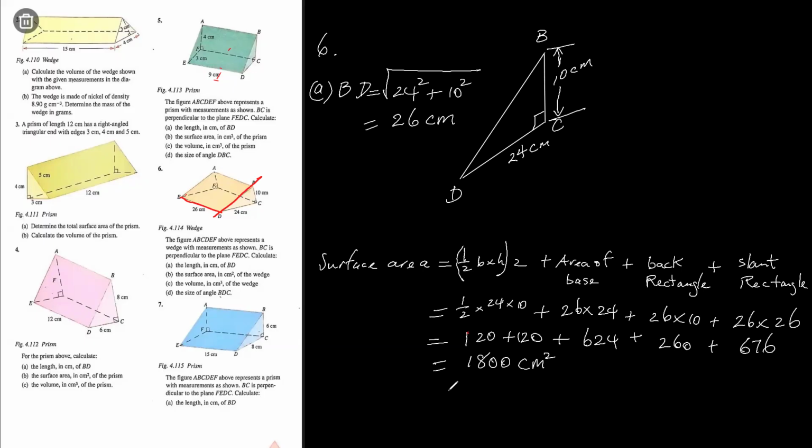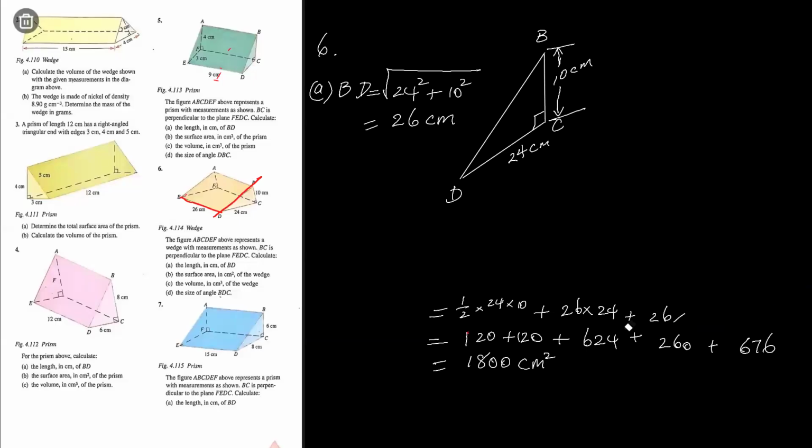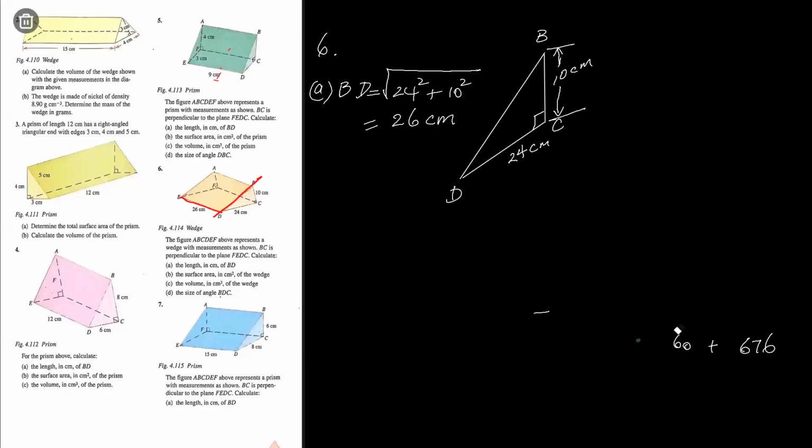Anybody lost? All right. So now the next part says calculate the volume of the wedge. Go ahead. Anybody remember how to find the volume of a prism? The volume of a prism equals the cross section multiplied by the area. The area of the cross-section multiplied by the area and length, sir.